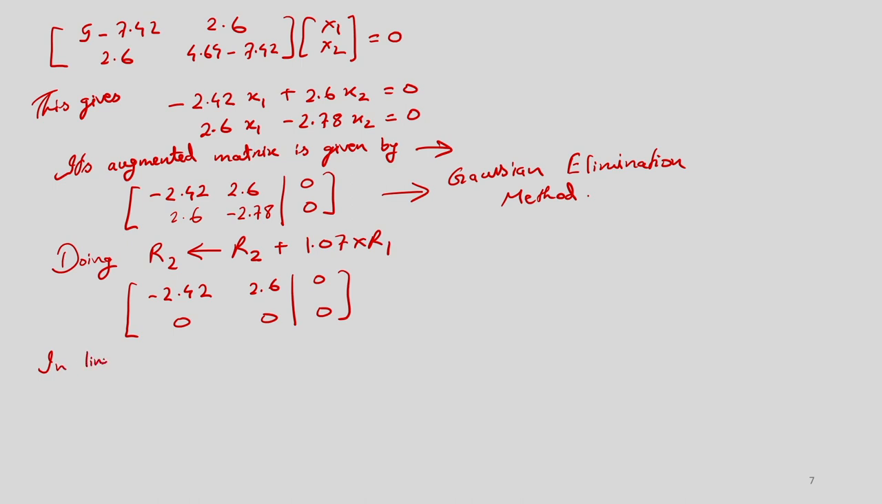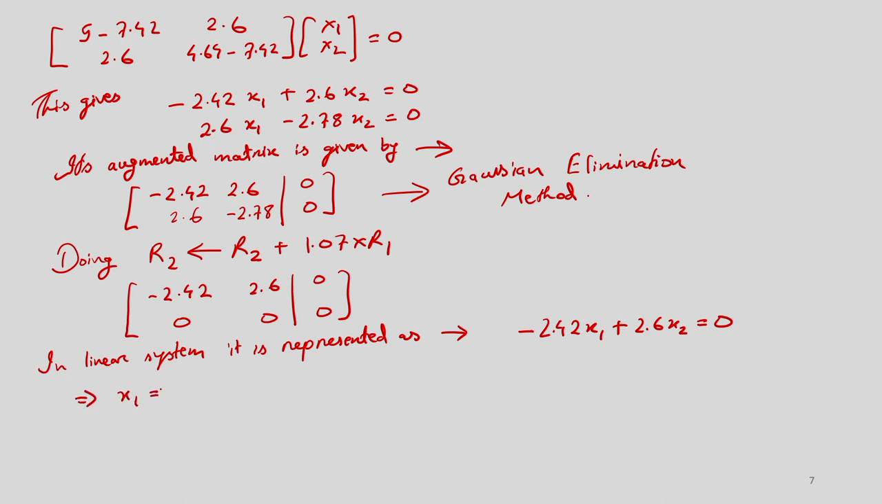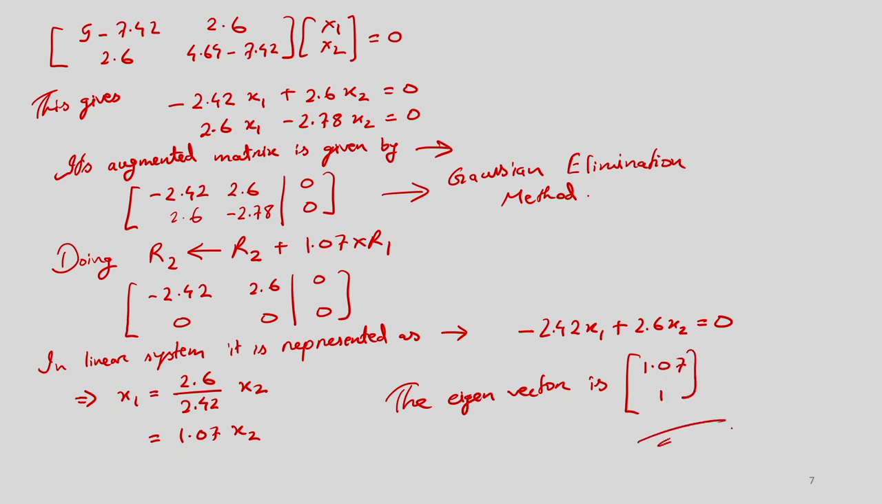Now, in the linear system, it is represented as minus 2.42 x1 plus 2.6 x2 equal to 0. All right. Now, from this, we will get x1 is equal to 2.6 divided by 2.42 x2, which is equal to 1.07 x2. Alright. So, therefore, the eigenvector, or say the principal component, is 1.07, 1. Alright, so this is the answer.